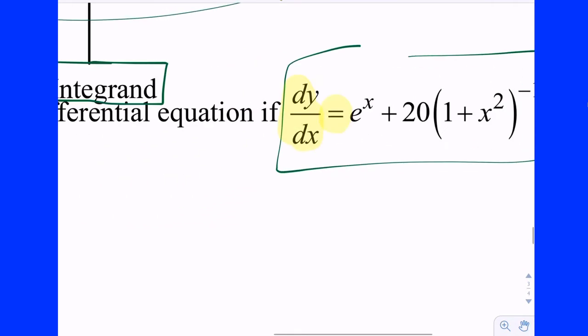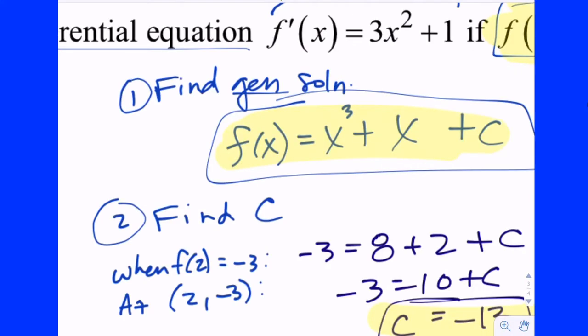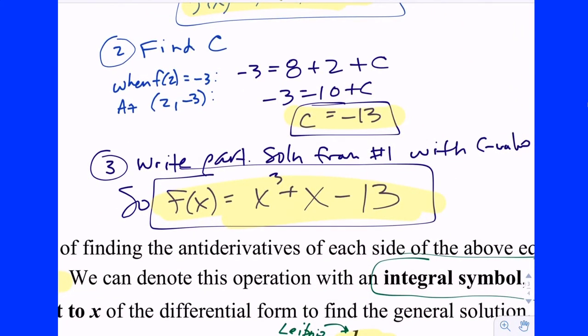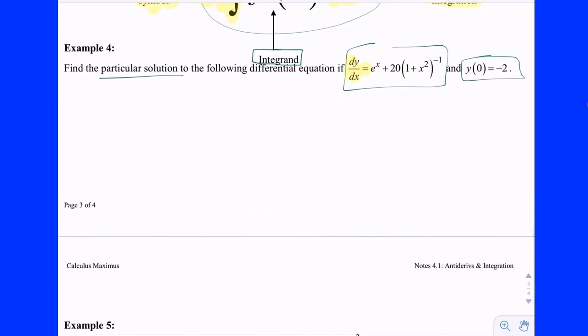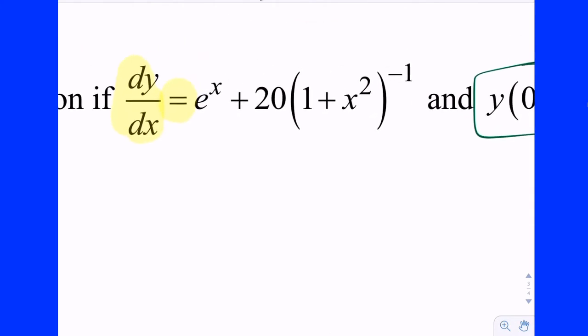Now, can we jump straight to the particular solution? No. As we saw up here, the step is to first find the general solution, use the initial condition to find c, and then find the particular solution with your c value in there. Okay, so let's go ahead and use our new notation. I'm going to take the integral of both sides with respect to x. I did that, and now I get this.